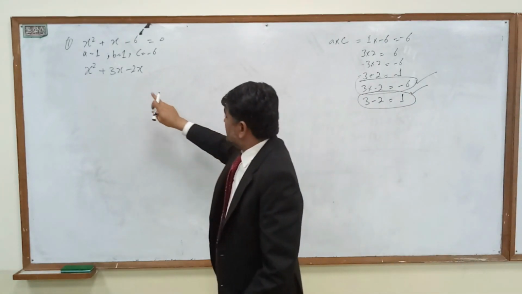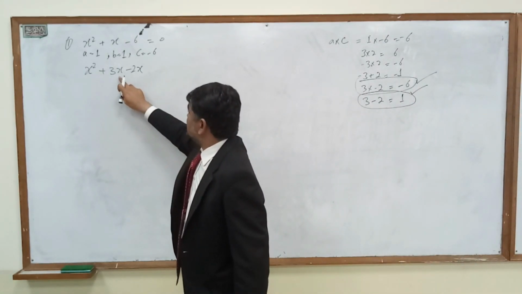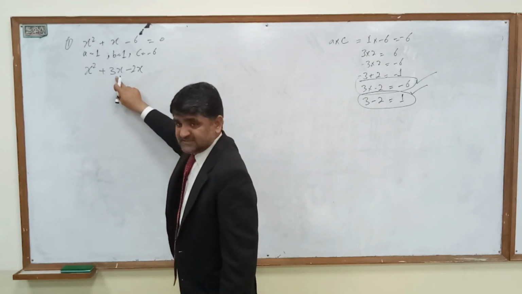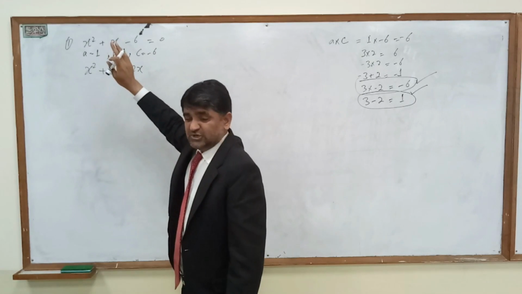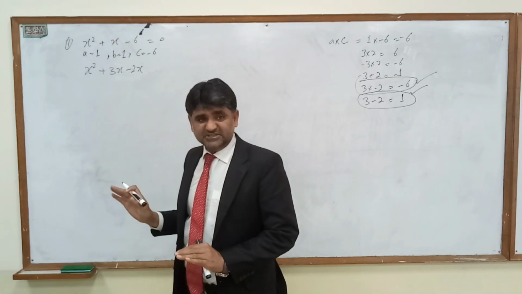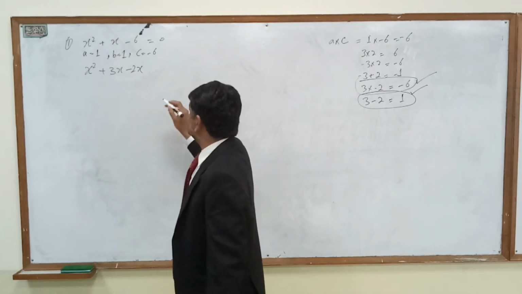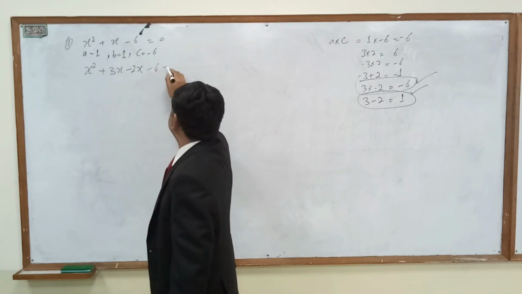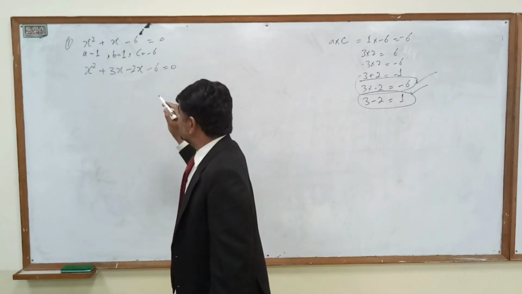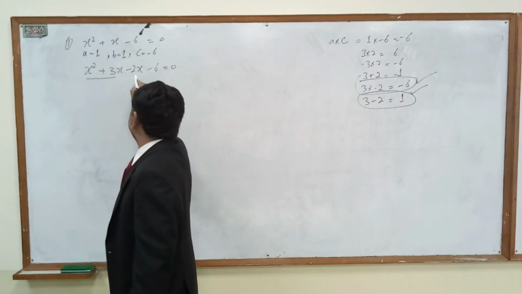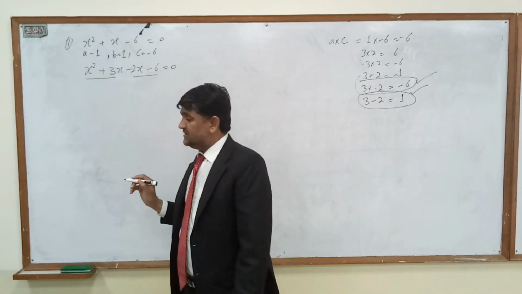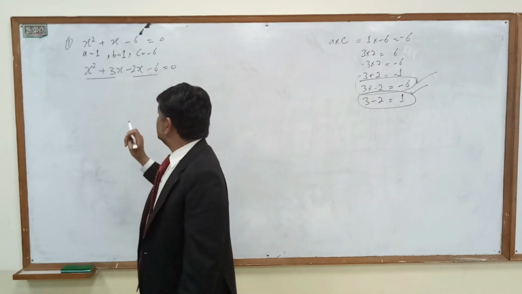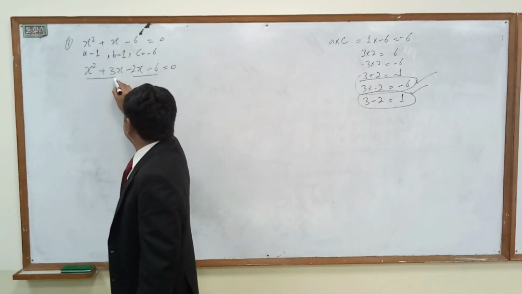So 3x minus 2x, answer is x. So the expression is not changed. Okay. We can simplify the question. Minus 6 is equal to 0. So there are two pairs. It's one pair. Here is the second.